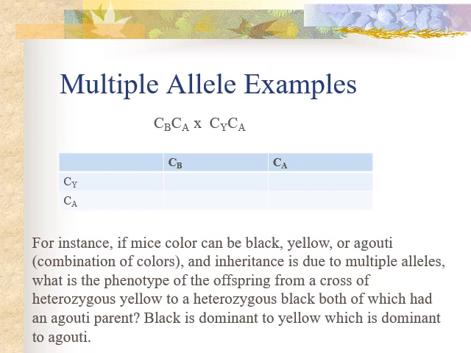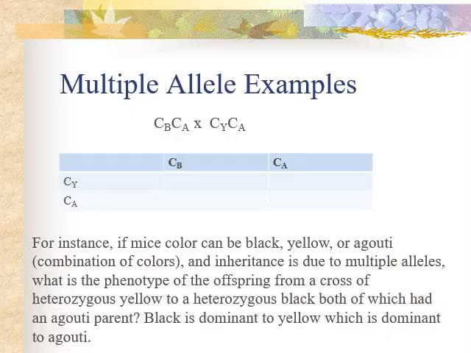In mice, you might have 3 colors: black, yellow, and agouti. And agouti is sort of a combination of colors. And this inheritance is due to multiple alleles. I'm going to ask you what's the phenotype of the offspring from a cross between a heterozygous yellow mouse and a heterozygous black mouse, both of which had an agouti parent. Black is dominant to yellow, which is dominant to agouti. Sorry, I just love saying agouti.